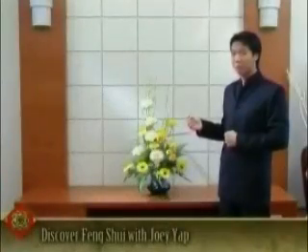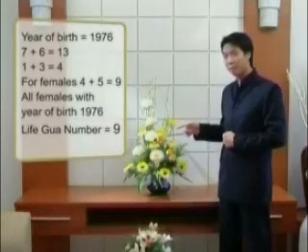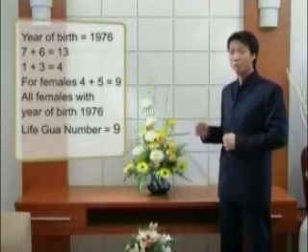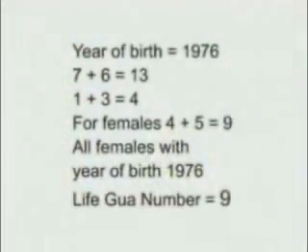And for females, remember, you have to add 5. So take 4 and then plus 5, and you get 9. So all females born in 1976, your gua number is 9.